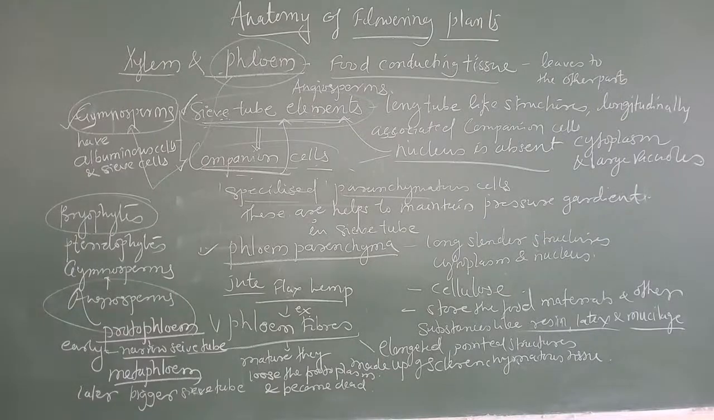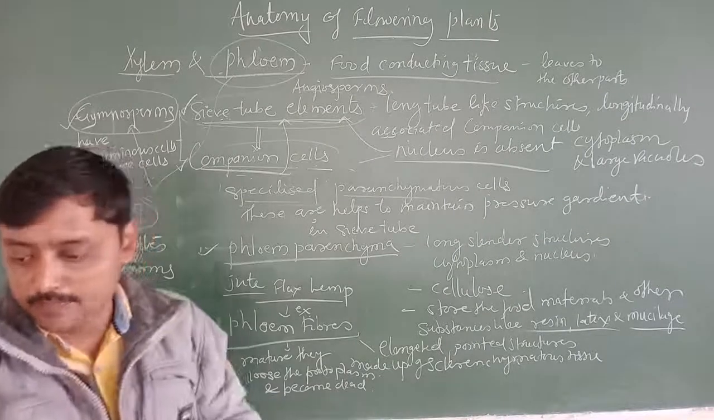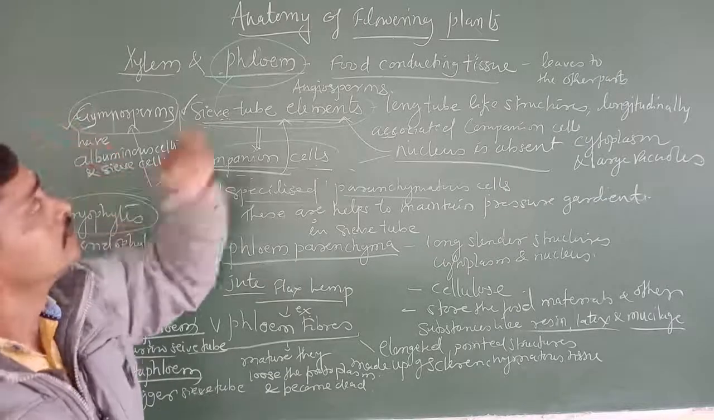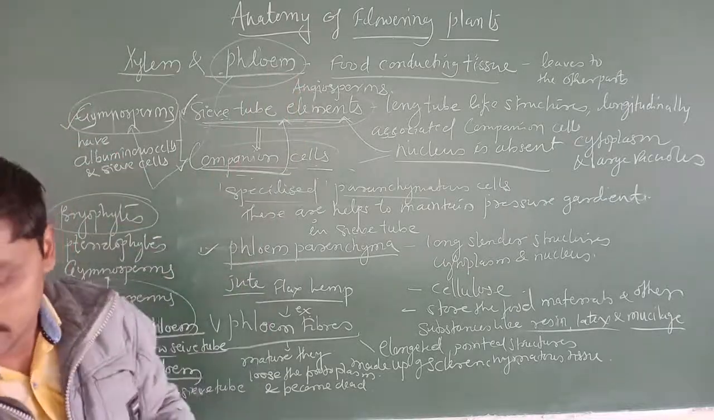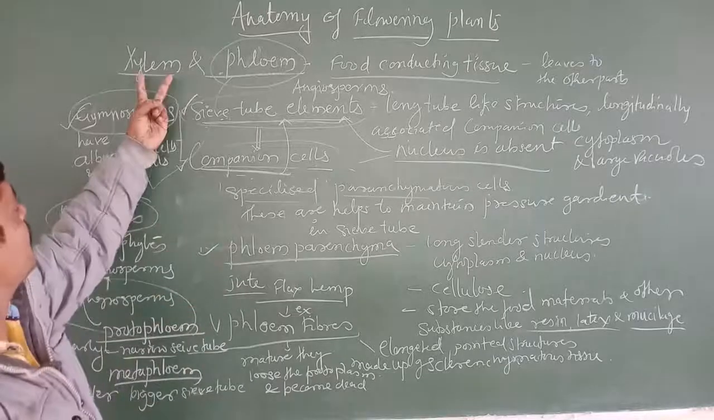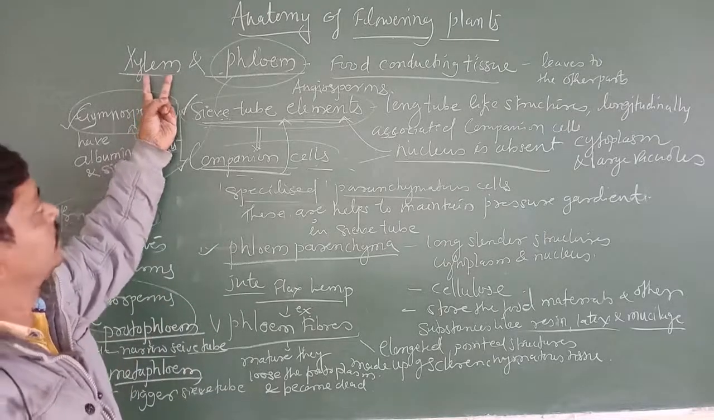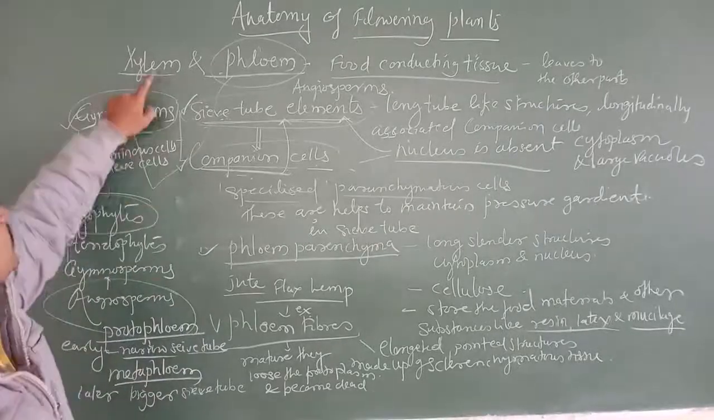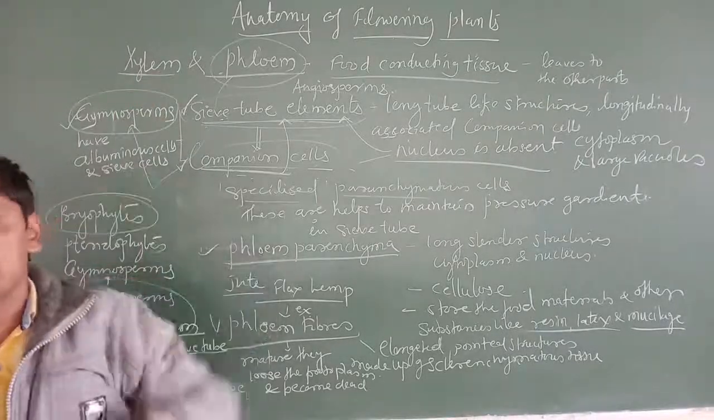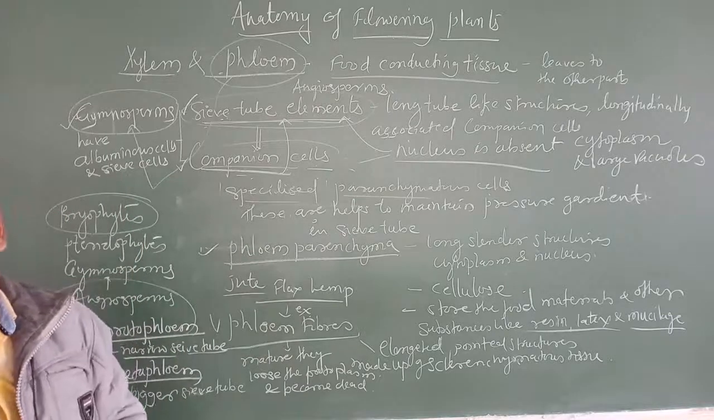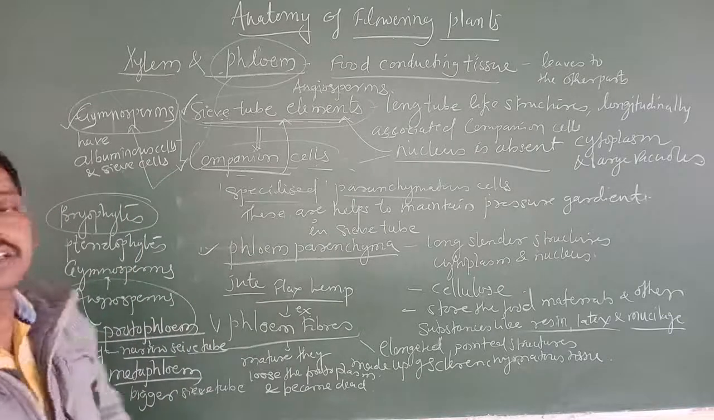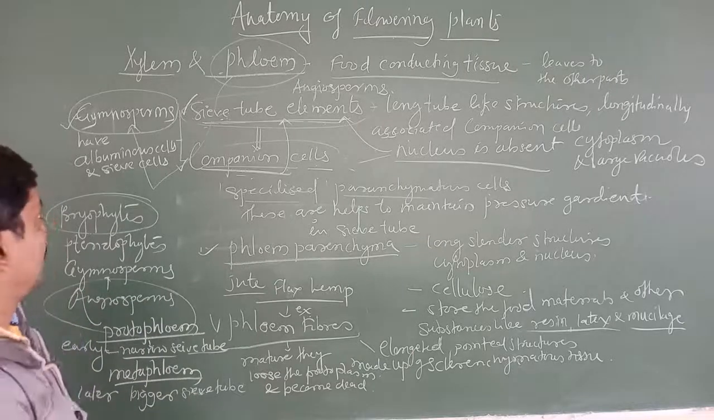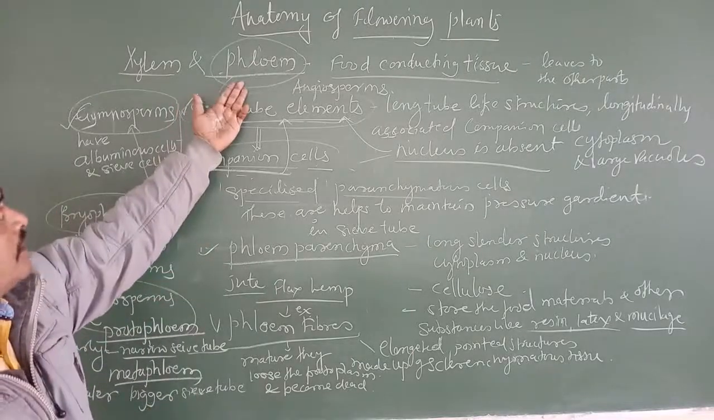Okay, good morning students. In a previous class, we discussed complex permanent tissues. In the complex permanent tissues, I told you earlier, xylem and phloem are the two components. We discussed the xylem and its different elements, like tracheids, vessels, xylem parenchyma, xylem fibers, etc. Now today we are going to start discussing the phloem.